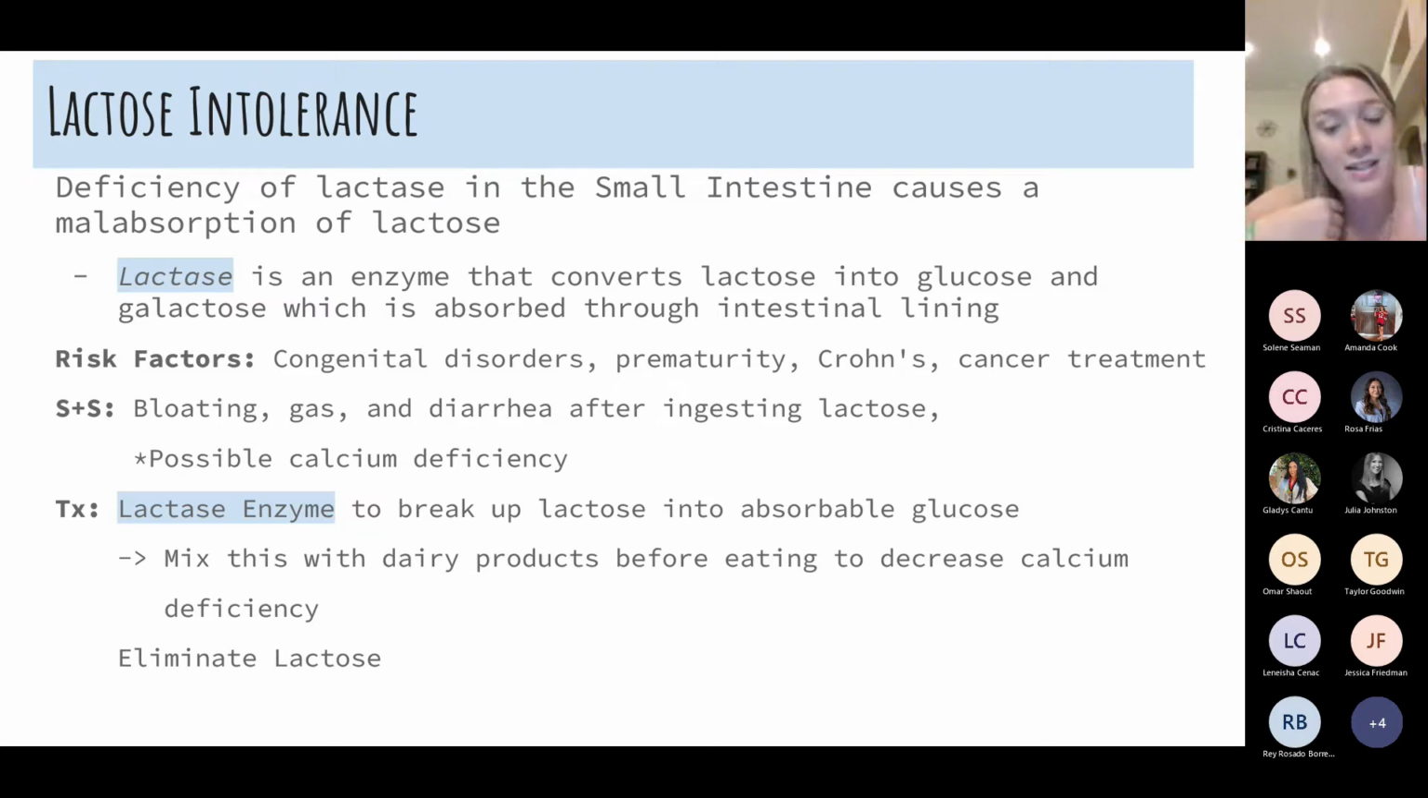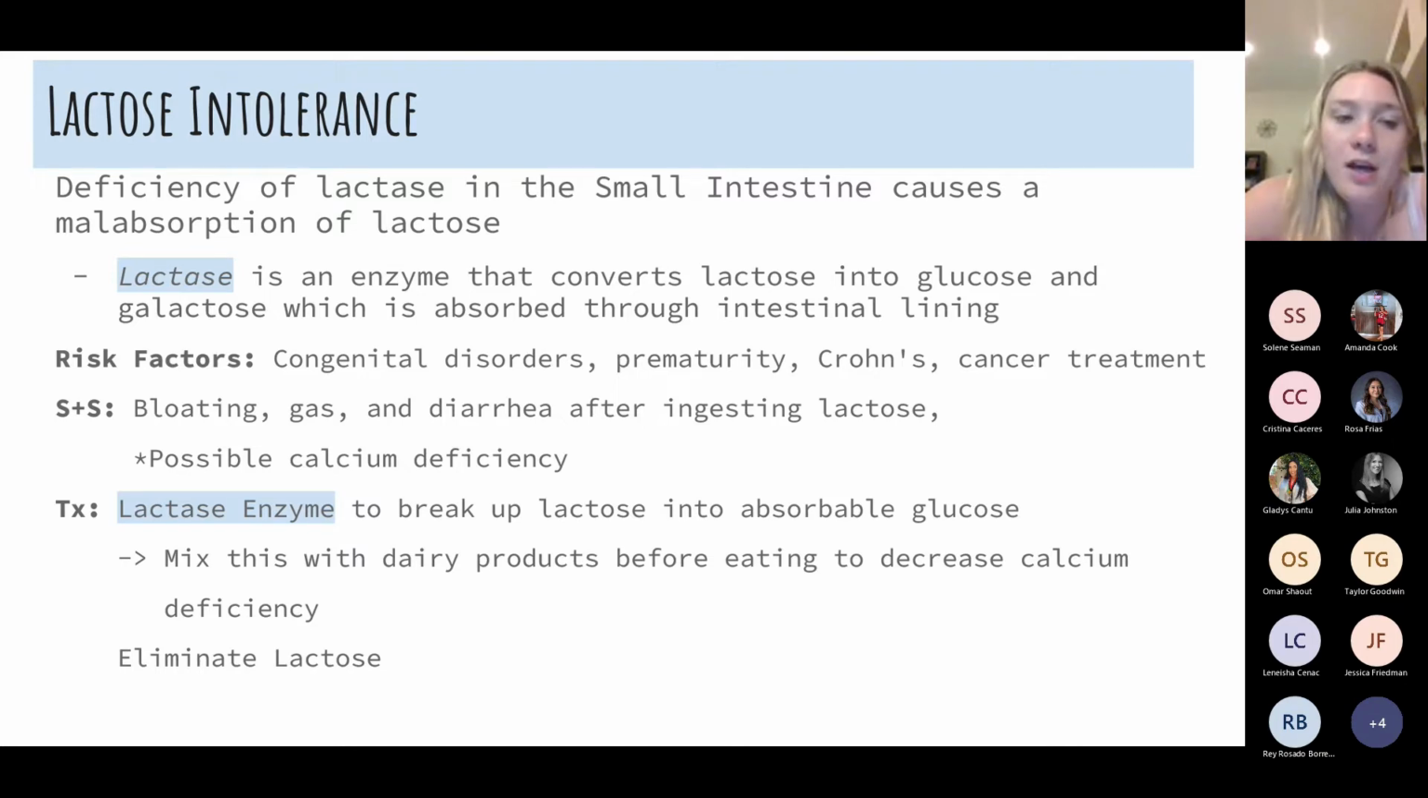But just know that these patients specifically do not have lactase. So when they ingest lactose, they cannot break it down. Lactose breaks down into glucose and galactose, and that's how we absorb it. Great, awesome. But these patients can't do that because they have no lactase.